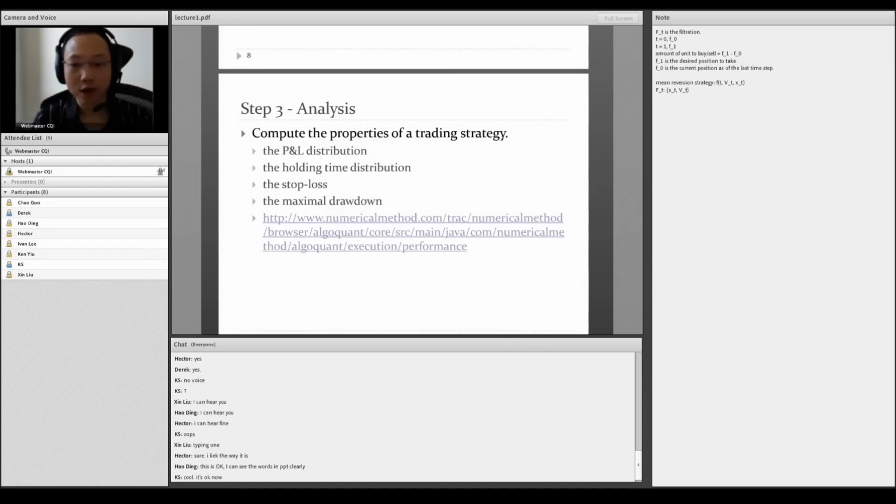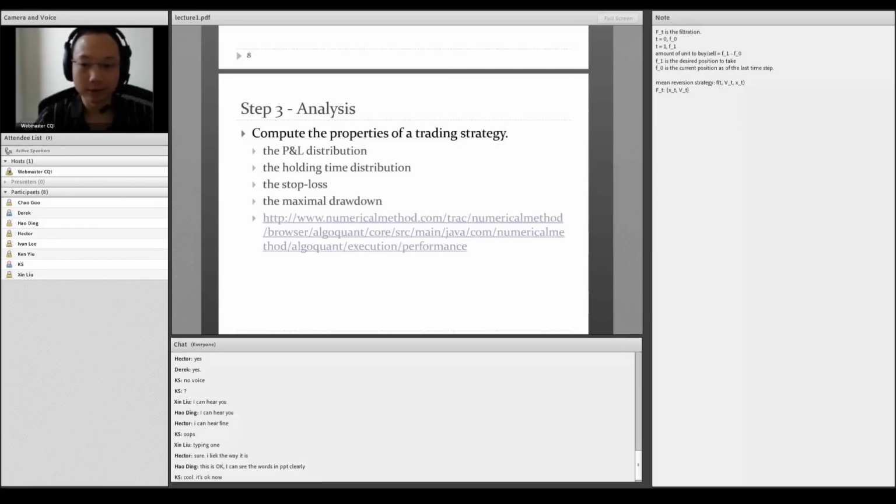And I suggest you go to this website. This is the list of performance measures that we implemented in Algo Quant. And you can implement your own too. Say for example, if you want to add a value at risk measure to this list, you can.